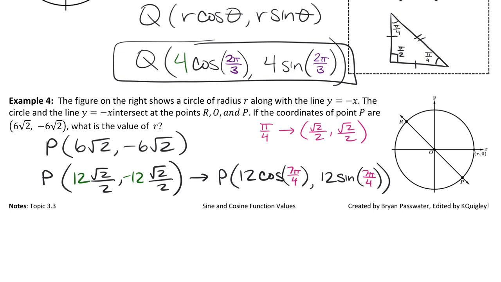So really cool. Okay, great. We've done all this work. The question was, what's the value of r? What is the radius here? 12. So we had to solve this to where we saw values of cosine and sine in my coordinate point. The number in front of it is your radius.